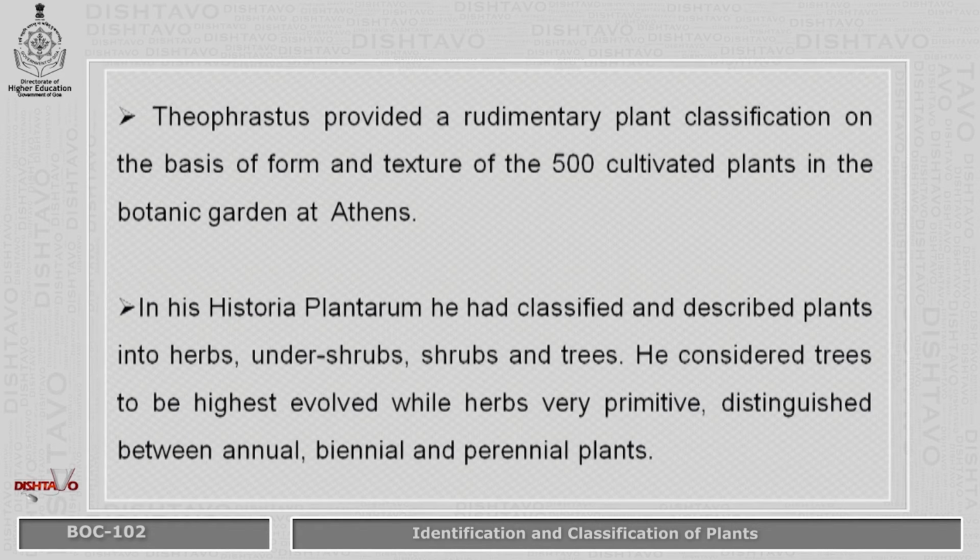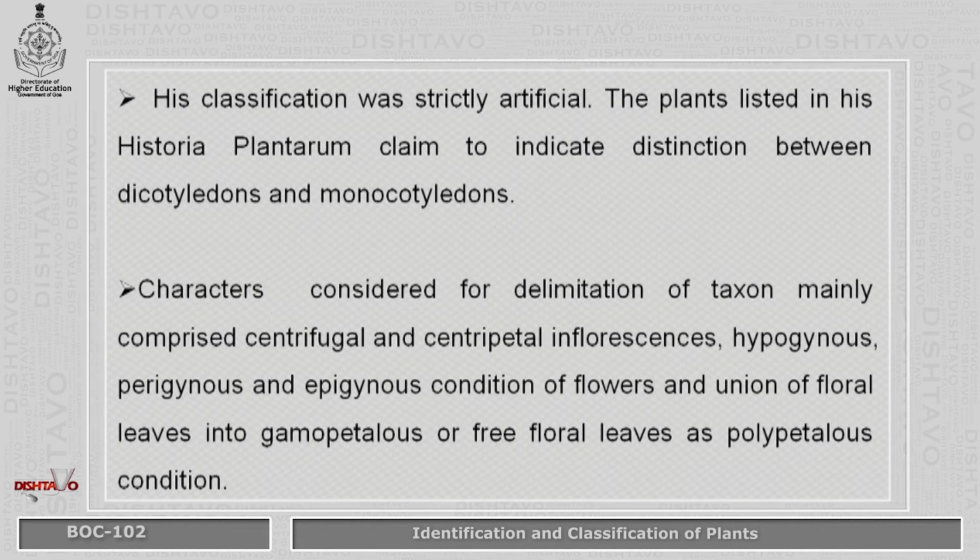He classified and described plants into herbs, undershrubs, shrubs, and trees. He considered trees to be highly evolved, while herbs very primitive. He also distinguished between annuals, biennials, and perennial plants. His classification was strictly artificial, and the plants listed in his book claimed to indicate distinction between dicotyledons and monocotyledons. There are a number of characters that he considered, like centrifugal and centripetal inflorescences, hypogynous, perigynous, epigynous, gamopetalous, and polypetalous conditions.